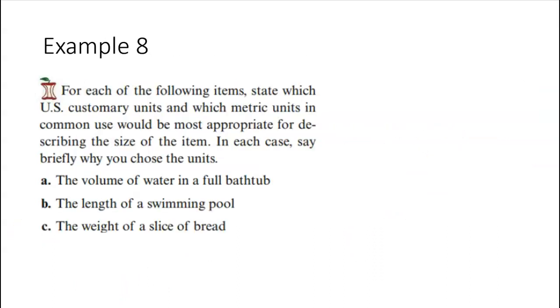So for each of the following items, we're going to state the U.S. customary units and the metric units that would be appropriate. And so the volume of water in a bathtub. So I'm not going to say ounces. Think about a 12-ounce soda, right? I'm not going to say ounces. I might say gallons. Think about a gallon of milk, right? Because if I'm talking about gallons, that's a bigger unit than ounces. And then maybe I'll say liters if we think about kind of a gallon of milk and a 2-liter soda. Those are pretty similar kinds of sizes.